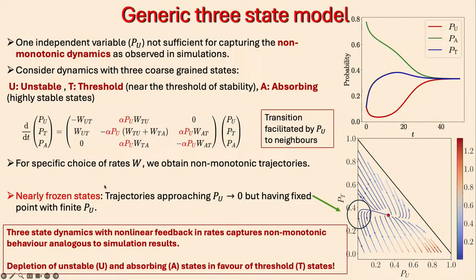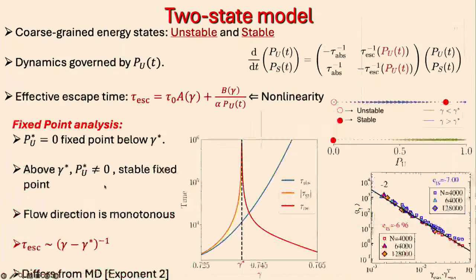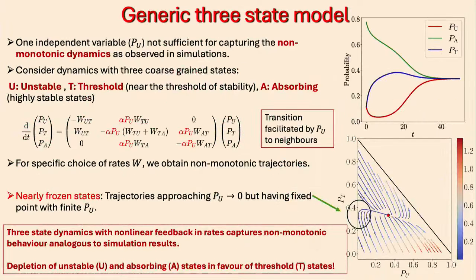Then we said, one thing that this two-state description will not give is any kind of non-monotonic dependence of the state of the system with respect to the number of cycles, because the description of the system is not rich enough. So we said let's go to the next minimal description, which is to think of a three-level description where I have unstable and stable states, and I also have a new category which is the threshold states.